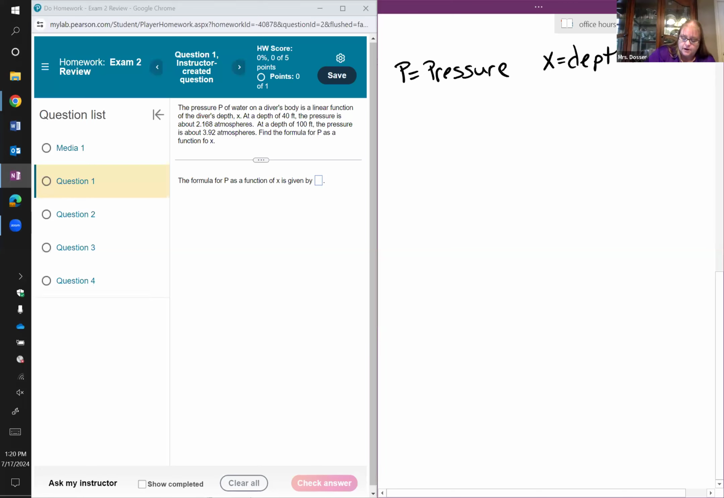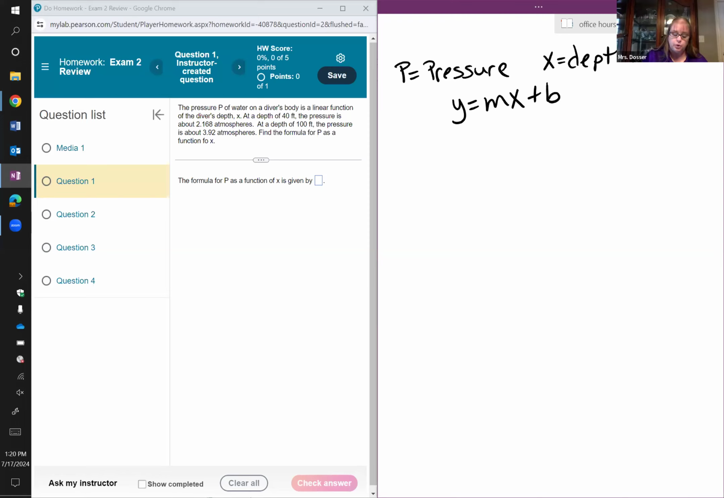And we want a linear function, which we know is in the form of y equals mx plus b. In this case, we're going to use P instead of Y for the pressure. We're going to use X for the depth, but we have to find our slope to plug in for m, and we have to find our y-intercept to plug in for b. Now, neither one of those is given in the problem, but we can find a slope as long as we have 2 points.